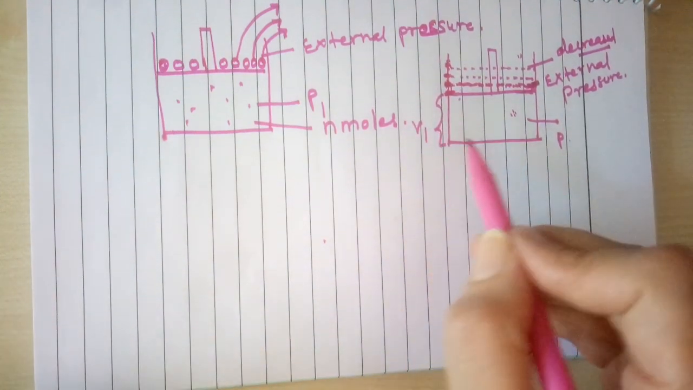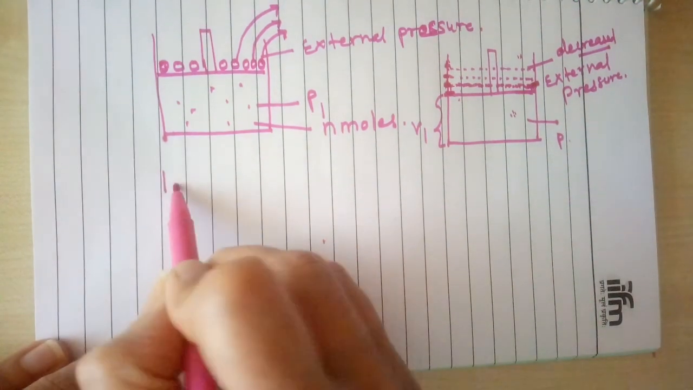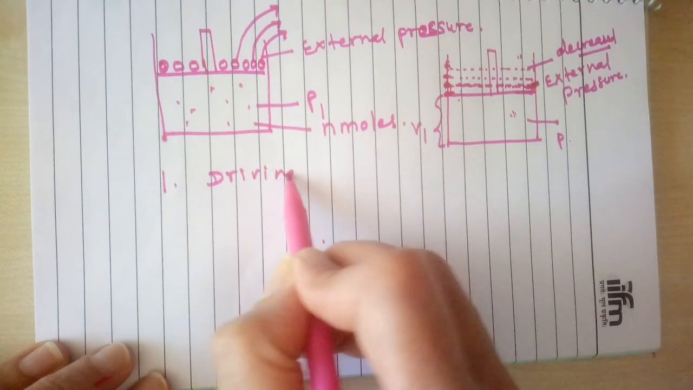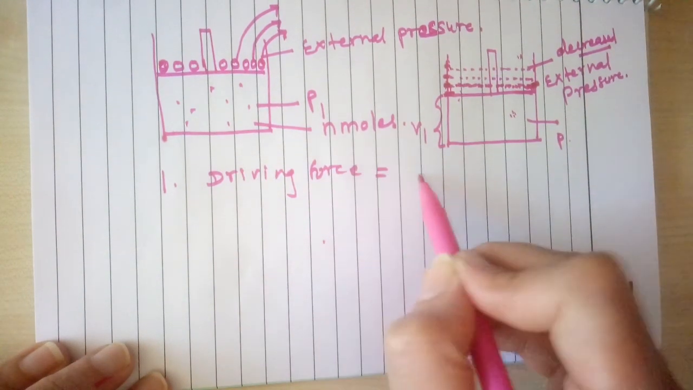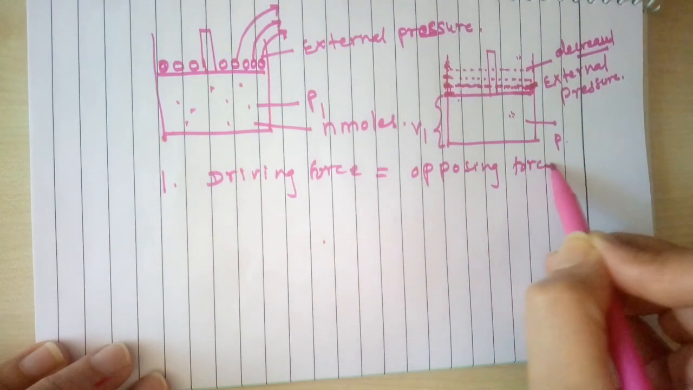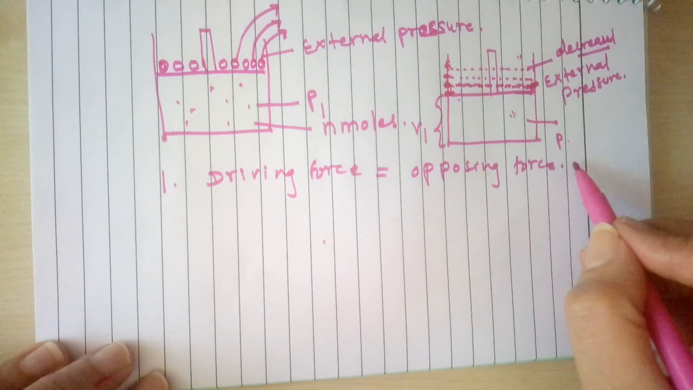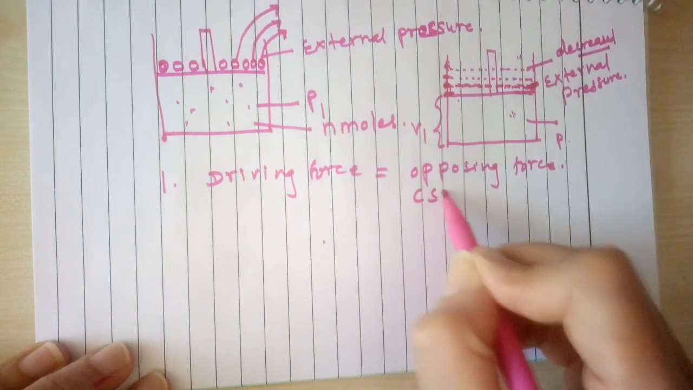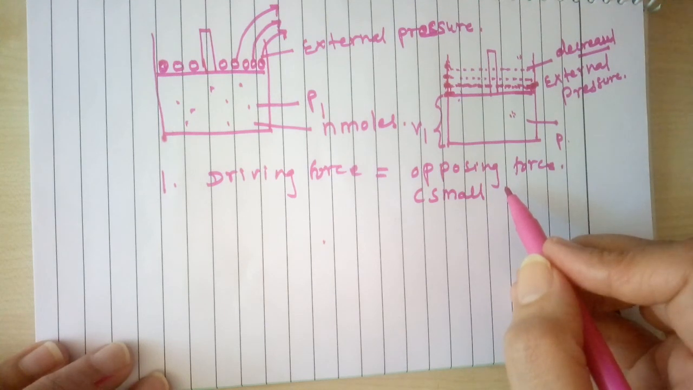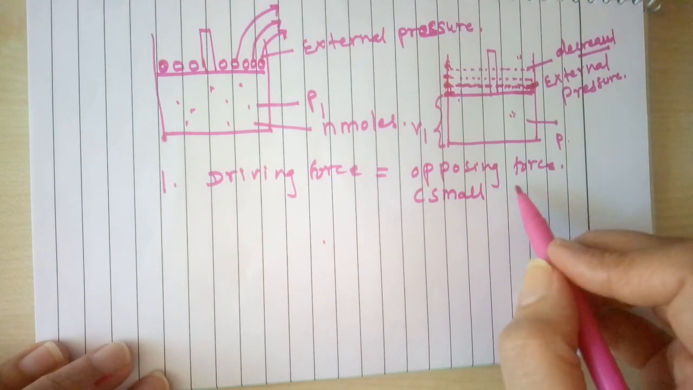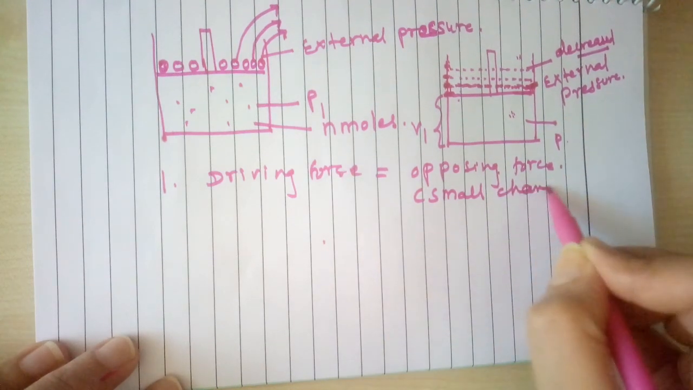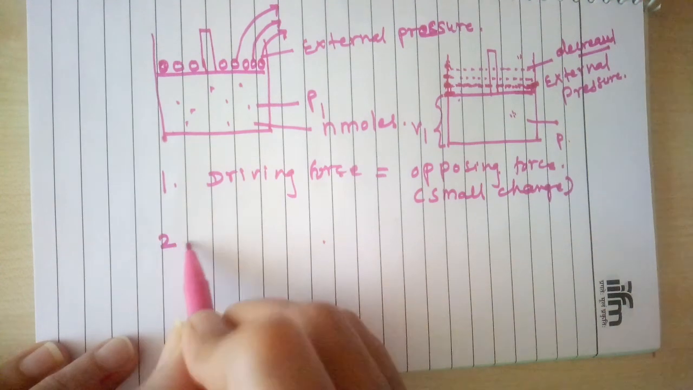So what is reversible reaction? A reversible reaction will occur only when the driving force becomes equal to the opposing force, and the change will be only very small. Very small change means, as the word is used in your textbook, an infinitesimal amount of change in the driving force and the opposing force. Secondly, this process can be reversed.